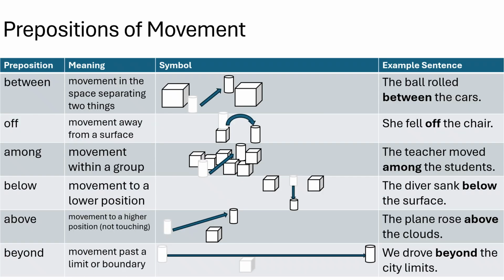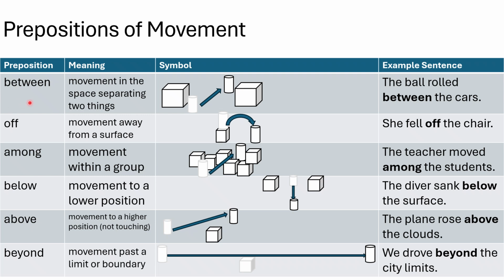Here are some more prepositions of movement. Remember, if the verb shows motion and the preposition shows direction or path, it counts as a preposition of movement. These are the prepositions, these are the meanings, these are the symbols, and these are the example sentences.